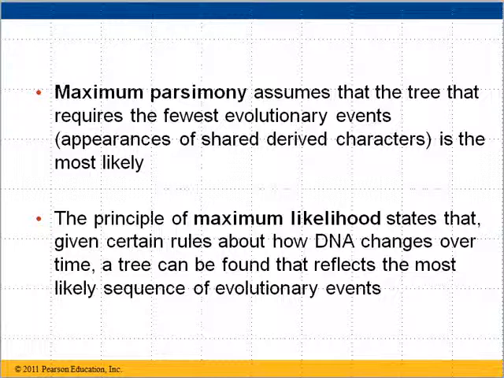The second principle is the principle of maximum likelihood, and that one states that given certain rules about how DNA changes over time, a tree can be found that reflects the most likely sequence of evolutionary events. When we're creating these trees, there are certain assumptions that we have to make as far as how DNA acts and the time frame in which DNA changes, and so if we apply those rules, we can come up with a tree that would or should reflect the most likely sequence of evolutionary events. So we try to make it as clear and simple as possible, and we try to create a tree that, following the rules that we're going to use, is most likely to be correct.